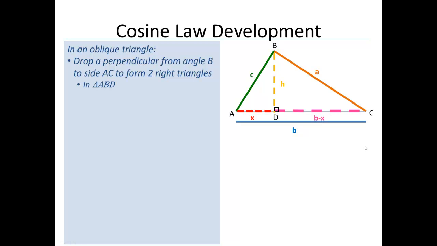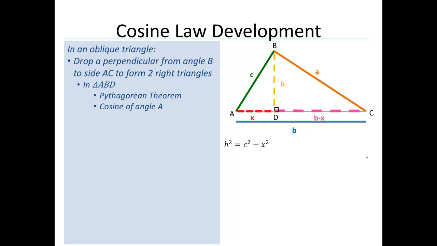What we'll do next is take a look at triangle ABD, the triangle on the left-hand side here, and we're going to use our Pythagorean theorem. Remember, the Pythagorean theorem is the hypotenuse squared is the sum of the squares of the other two sides, so c squared will be h squared plus x squared. But I'm going to write it in a different form, in terms of h squared. So one side squared is the hypotenuse squared minus the other side squared.